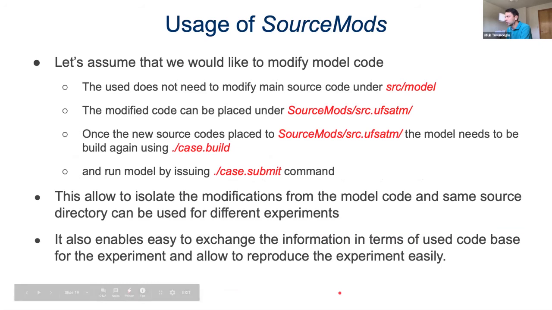Again, using the source mod is, I think, crucial. The user does not need to modify the model source code under source mod. It's not a preferable option here. Of course, you can go there and modify the model source code, but rather than modifying it, you can just place the modified source file under this directory, and then when you issue case build again, the CIME uses that custom file to build the model.